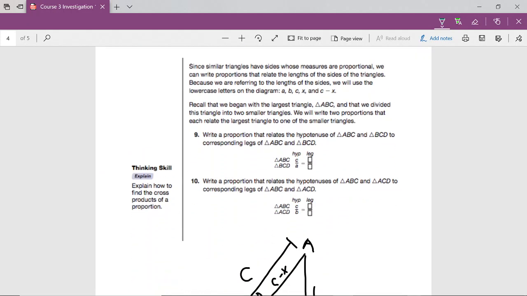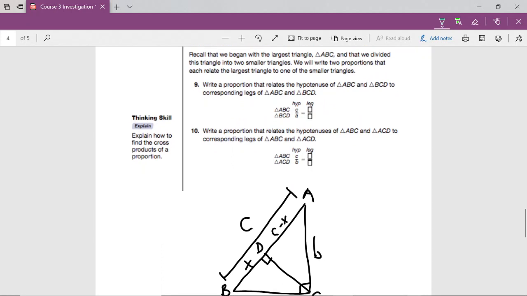Okay, continuing on and kind of finishing up this investigation and truly proving the Pythagorean theorem. Since similar triangles have sides whose measures are proportional, we can write proportions that relate the lengths of the sides of the triangles. Because we are referring to the lengths of the sides, we're going to use those lowercase letters a, b, c, x, and c minus x. Recall that when we began with the largest triangle, triangle ABC, we divided it into two smaller triangles. We will write two proportions that relate the largest triangle to one of the smaller triangles.